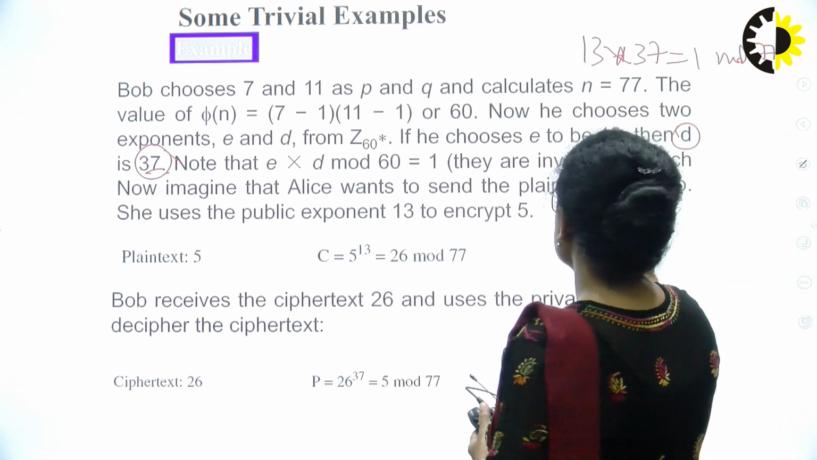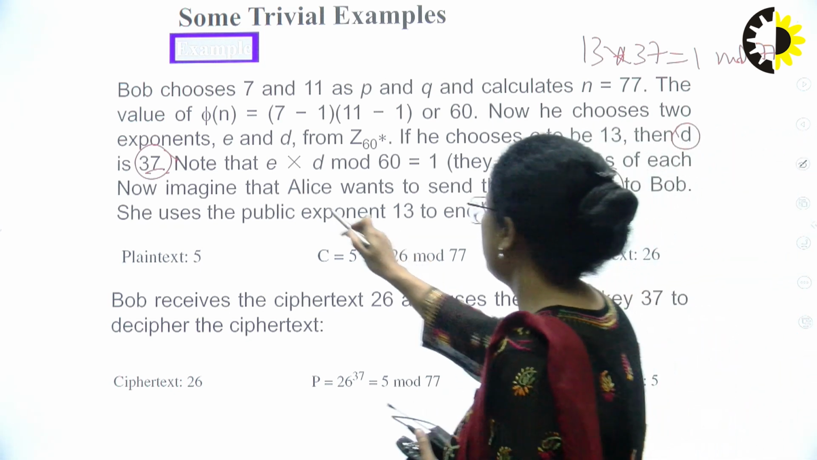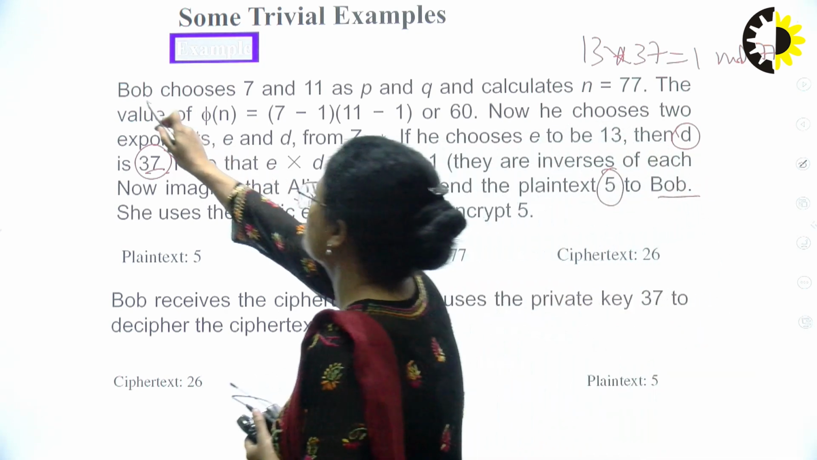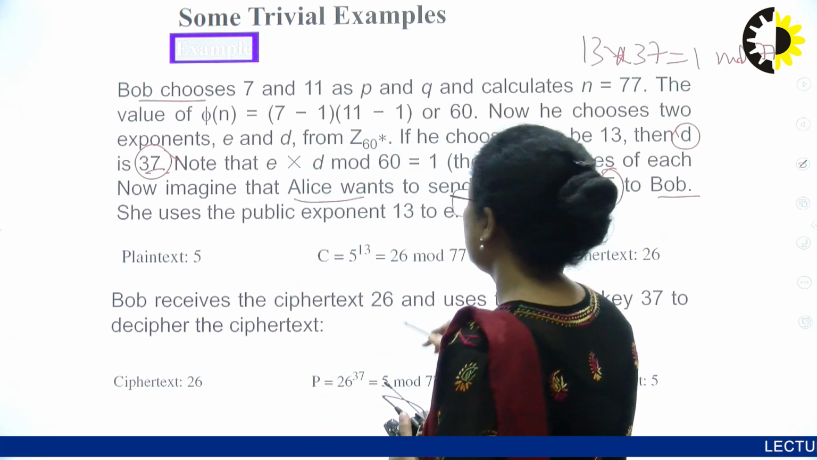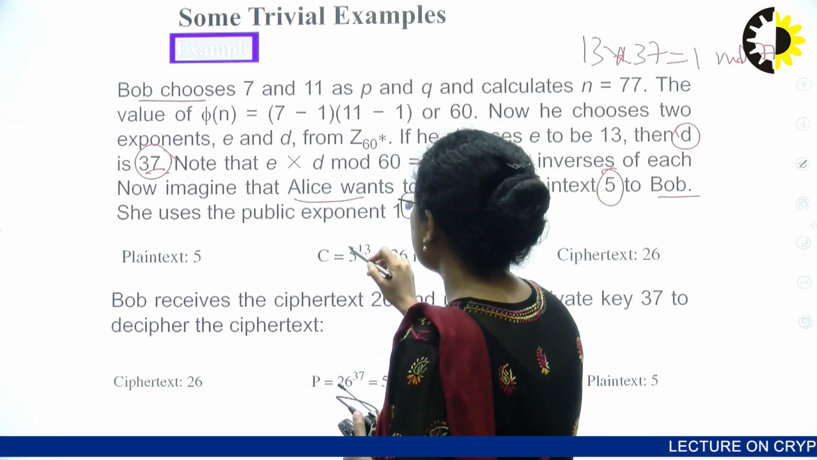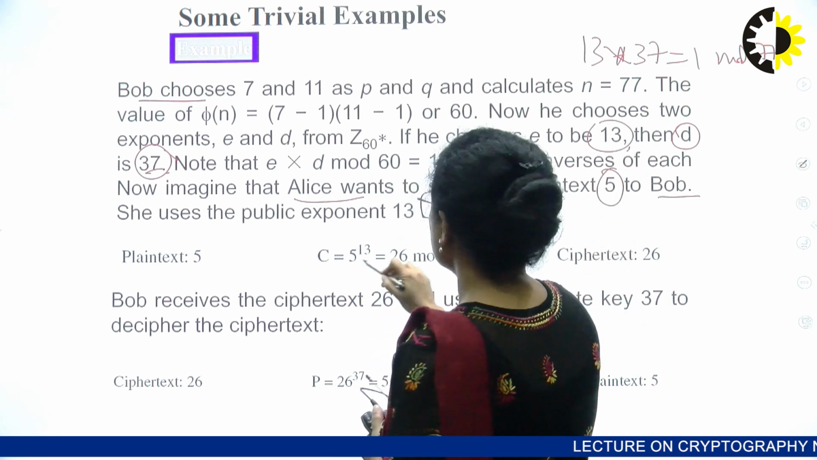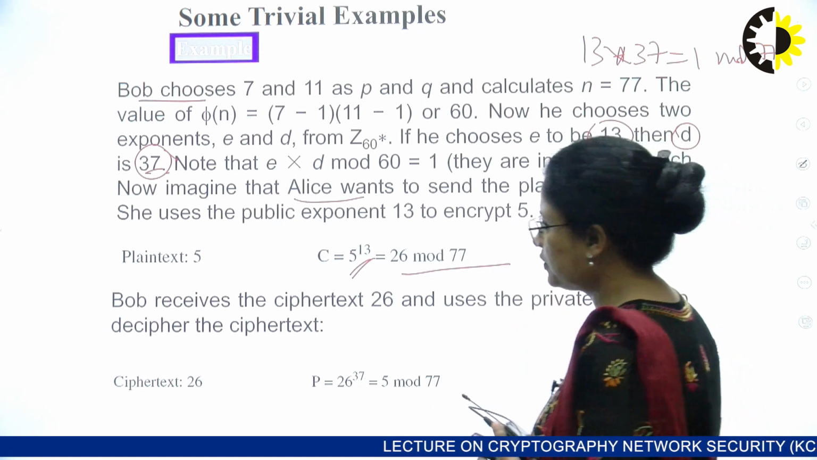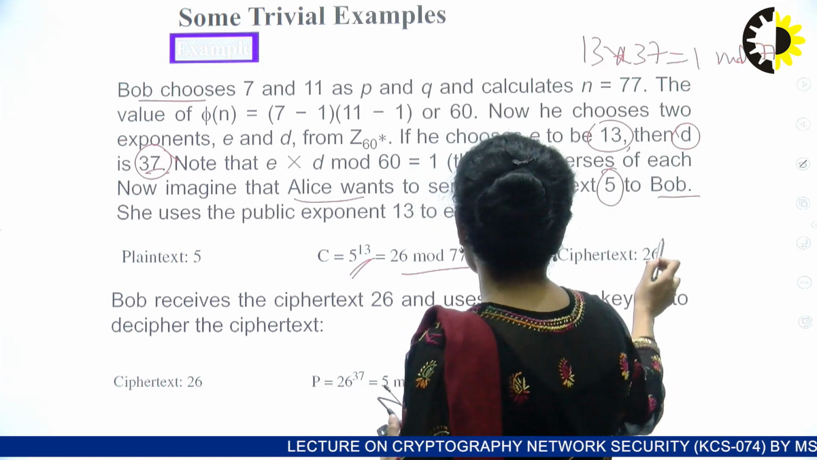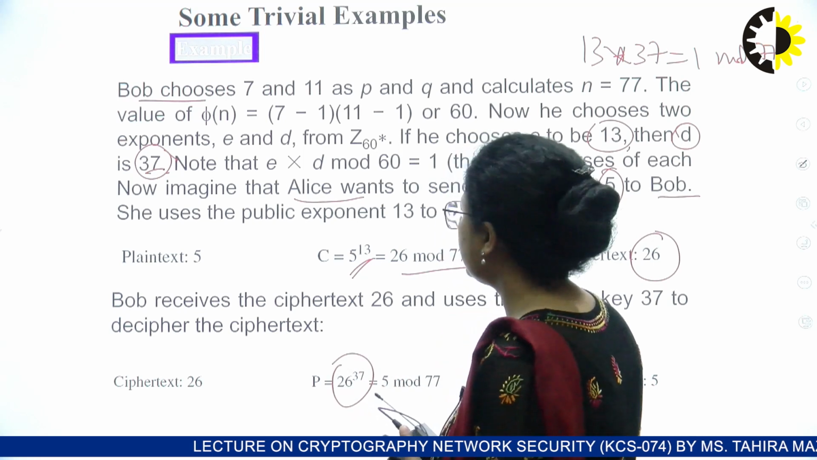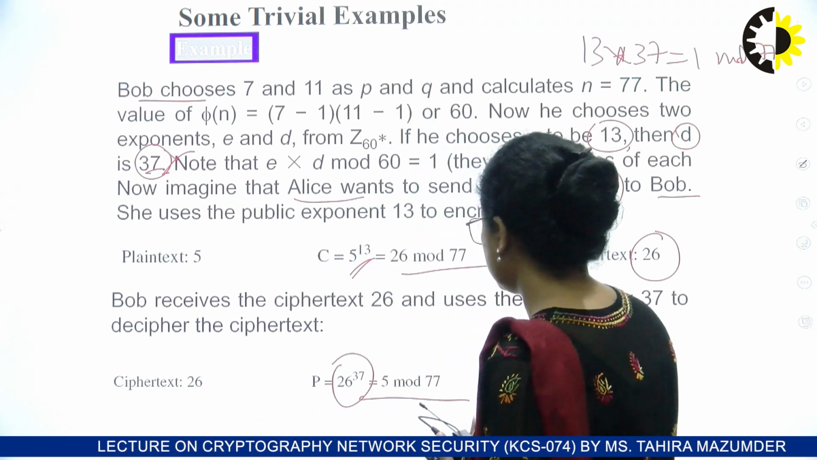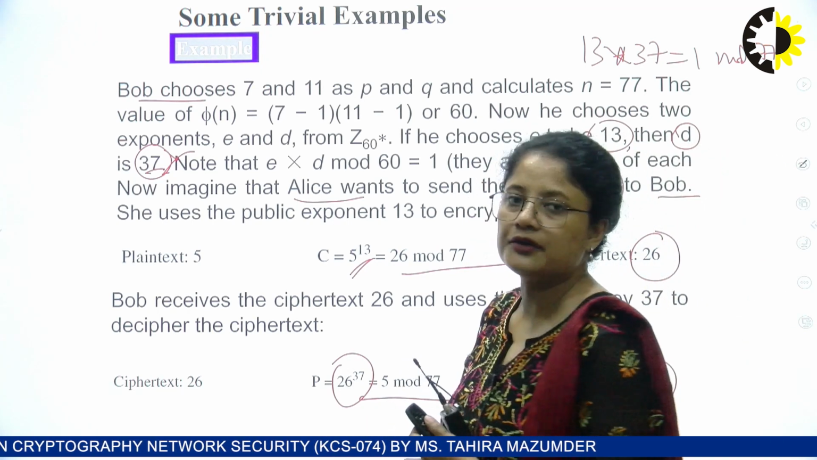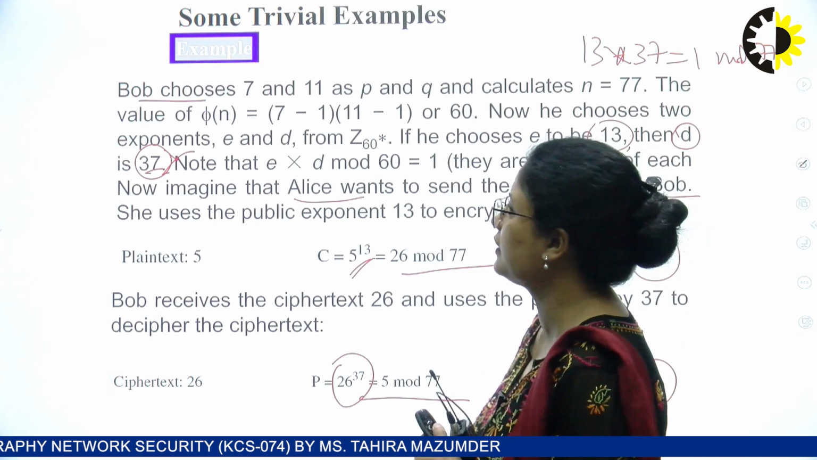Here, for example, the plain text 5 is to be sent by Alice to Bob. Alice will be using the key of Bob, which is why Bob's keys are calculated. To do the encryption, Alice uses P to the power E. E here is 13, so 5 to the power 13 is equal to 26. When it comes to decryption, it is vice versa. We start with the ciphertext, 26 to the power D. D is 37, so 26 to the power 37, after calculation, comes out to 5. So this is just an example of how encryption can be done using RSA.